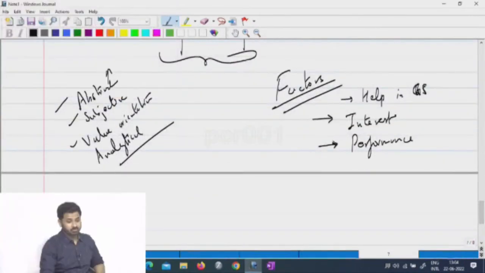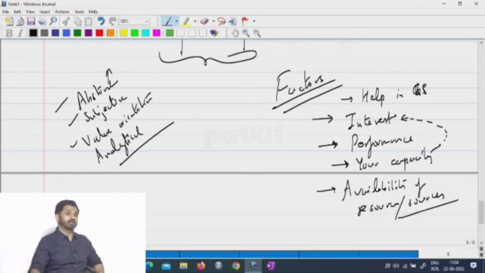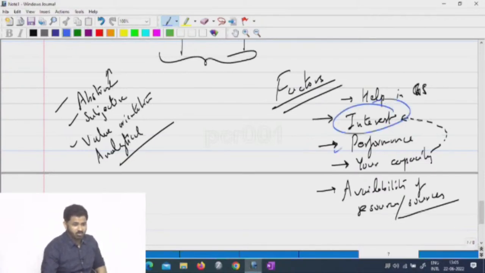Then another factor would be your capacity to absorb, which is related to interest also. Then availability of resources or sources, maybe classes, maybe guidance, maybe books, maybe material, right? These are the factors which you will take into account to decide your optional. Which is the most important factor? Interest is the most important factor. I'll tell you about performance.